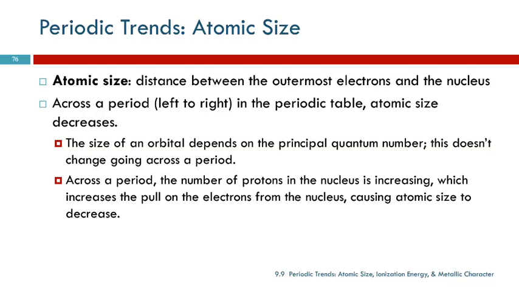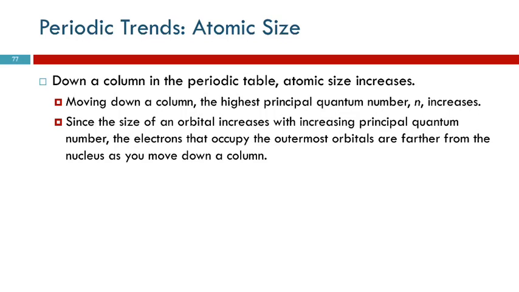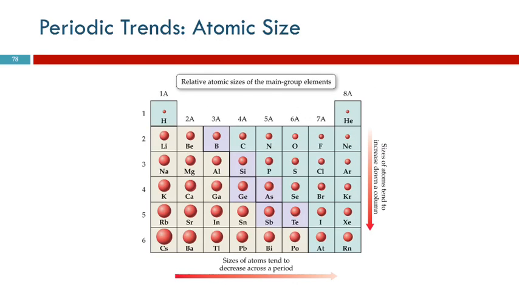What we see is as we go across a period from left to right on the periodic table, atomic size decreases. This does not make a lot of sense because the atoms are getting heavier. We're adding protons and electrons as we go across, and yet the atoms are getting smaller. And this has to do with the number of protons in the nucleus and the pull of that on the electrons. There's my periodic table. We'll go back to that other slide.